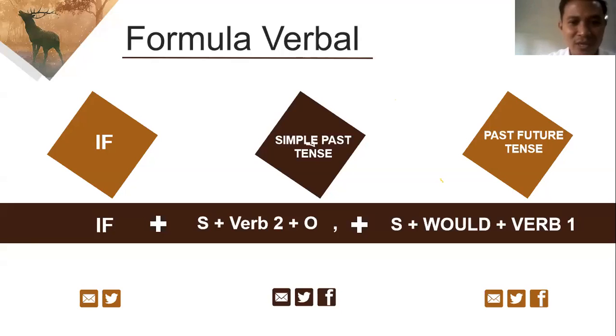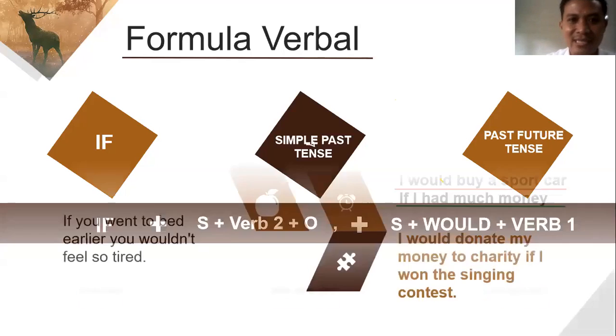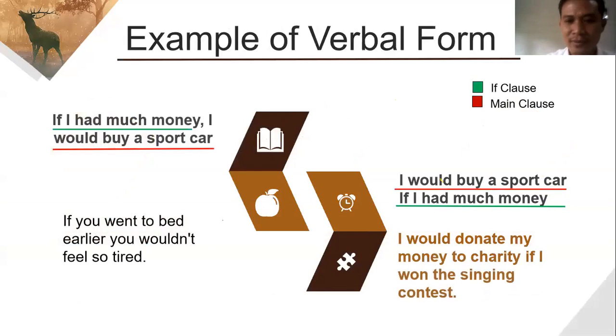Okay, so here, look at this one. For example, if I study, here is a verb, an ordinary verb. I would pass the exam. Pass is also a verb, not to be. So this is what we call verbal. So what about the nominal sentence? This is a nominal sentence.